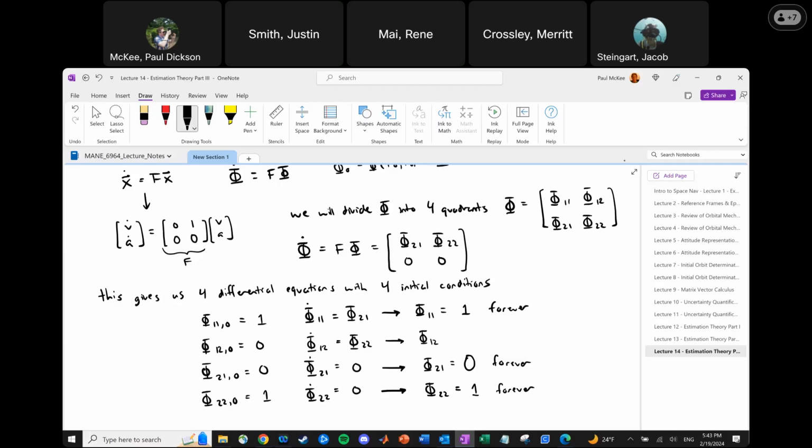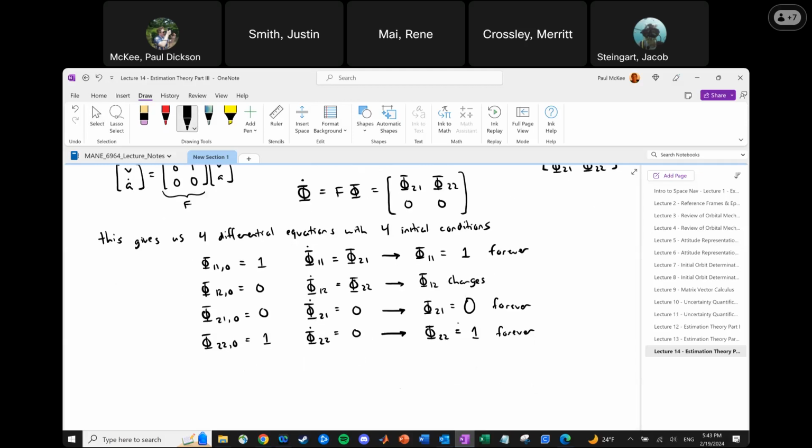Phi 1, 2 changes. It starts off as 0, and then its derivative is phi 2, 2, and phi 2, 2 is 1 forever, which means its derivative is 1. So what we're going to find is that phi 1, 2 initially is essentially t naught minus t naught, which is 0. And moving forward it is essentially t minus t naught, or delta t. So its derivative is 1.